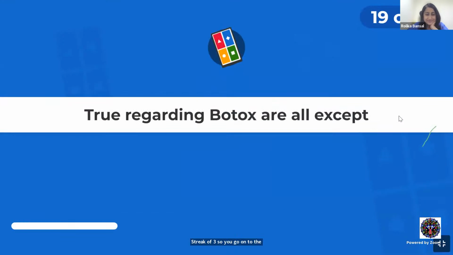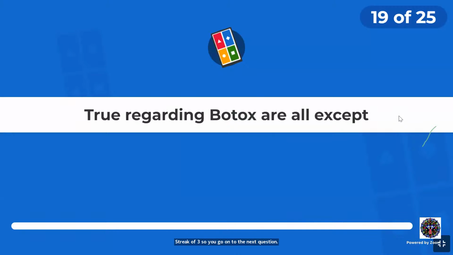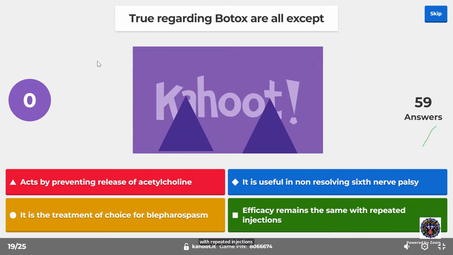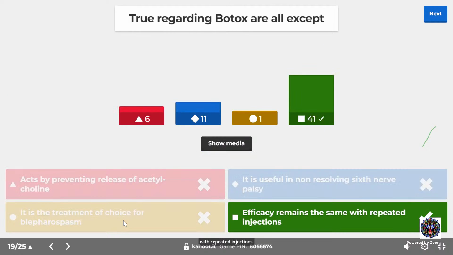We're reaching the 19th one. Botox, which is very commonly used, is more like an oculoplastic question. It acts by preventing release of acetylcholine. It is useful in non-resolving sixth nerve palsy, treatment of choice for blepharospasm, and efficacy remains the same with repeated injections. Wow, perfect. I'm happy to see this. Efficacy remains the same with repeated injection is the wrong answer. The efficacy actually decreases.